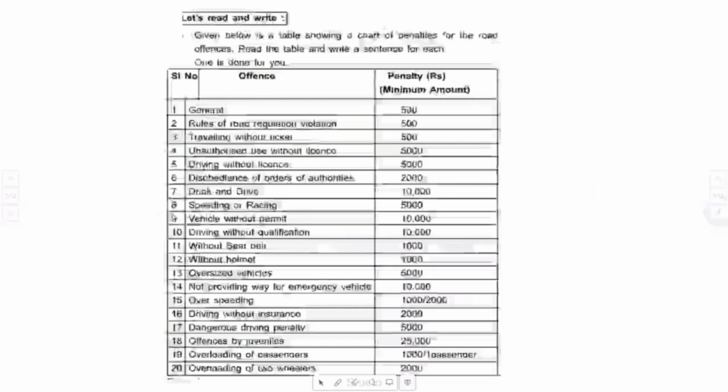Then in the next slide, it's based on writing, actually. You see a matrix here, actually a table, where there are three columns: serial number, offense, and penalty. So if you violate these rules of traffic, and if you make a mistake while driving, there is a penalty, so you must be punished. Traveling without ticket, 500 rupees. Driving without license, 5,000. Without DL, you drive, 5,000 penalty. Drinking and driving, 10,000. Without seat belt, 1,000. Without helmet, 1,000.